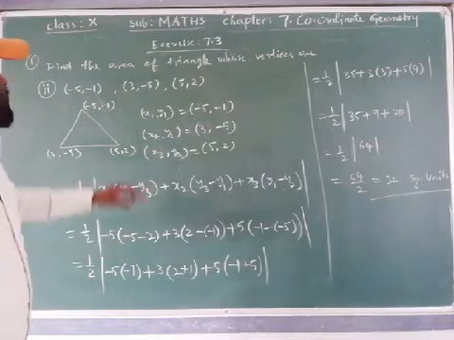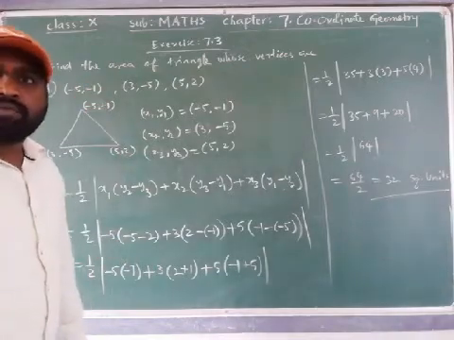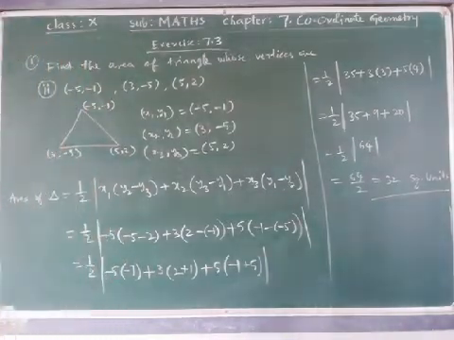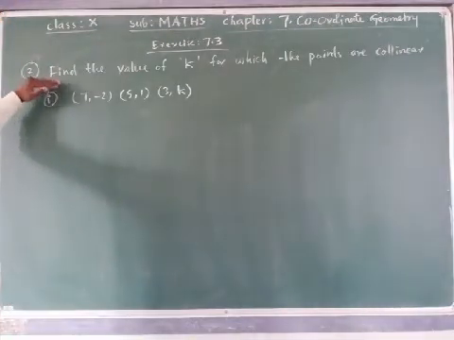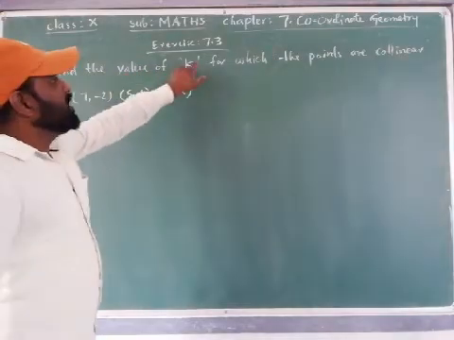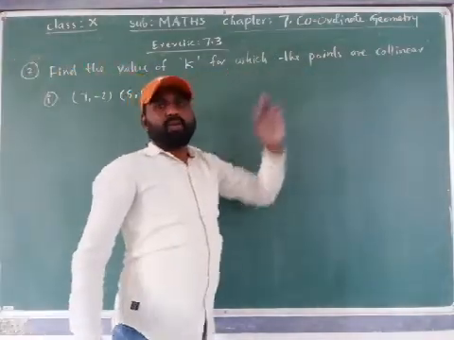Okay? With this, we have completed the first bit. Let us move on to the second bit now. See here, what is given in the second question? Find the value of k for which the points are collinear.